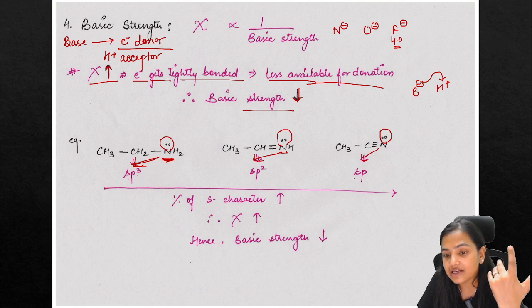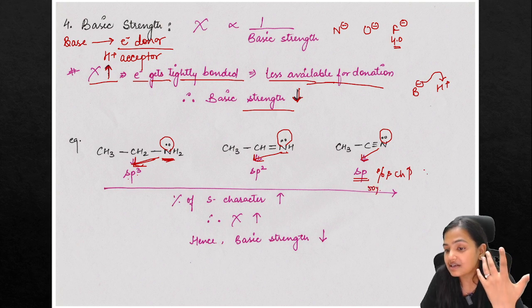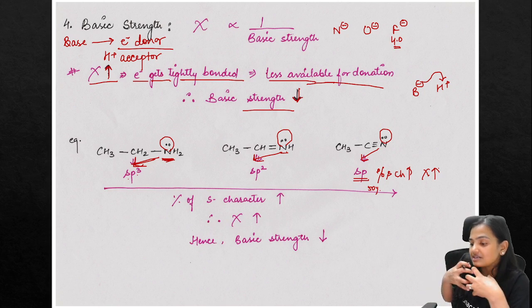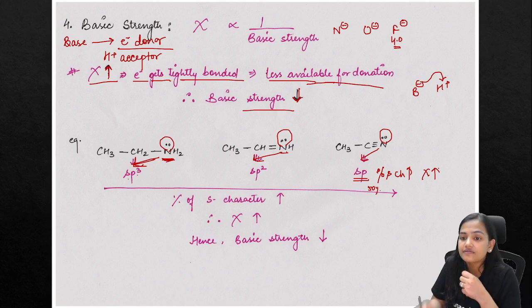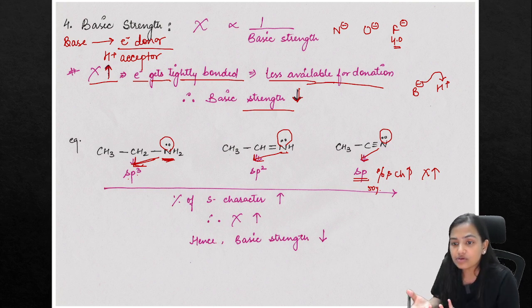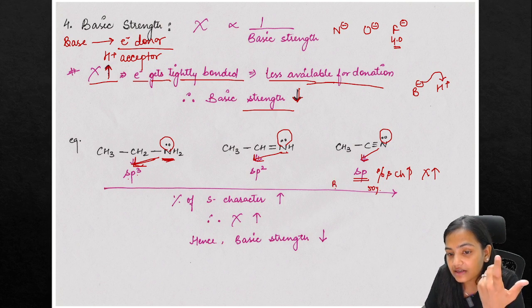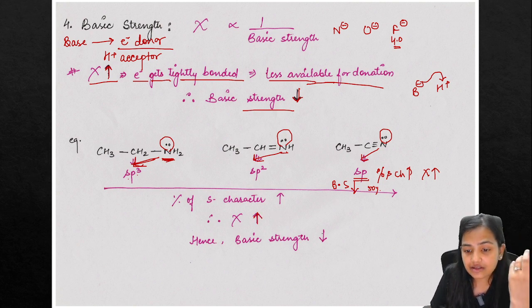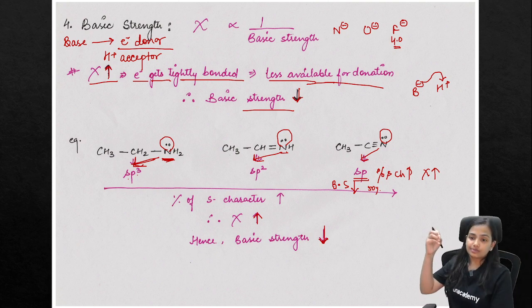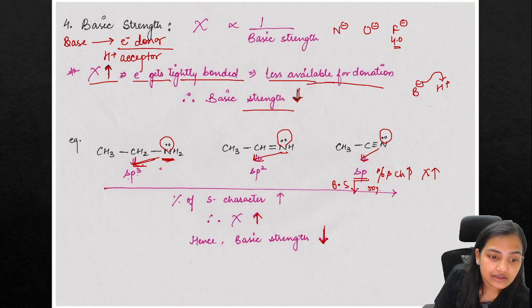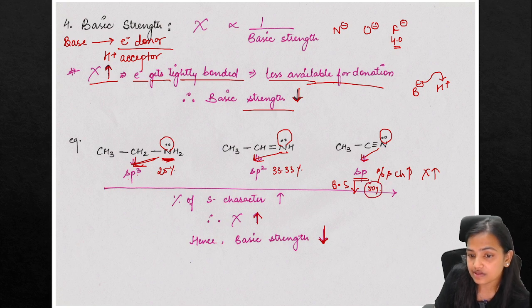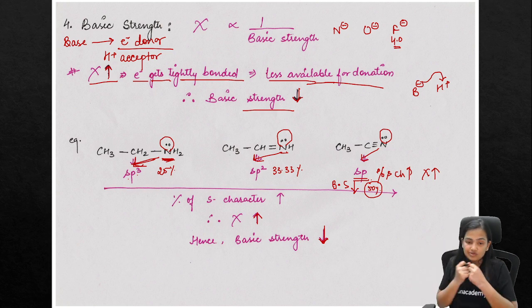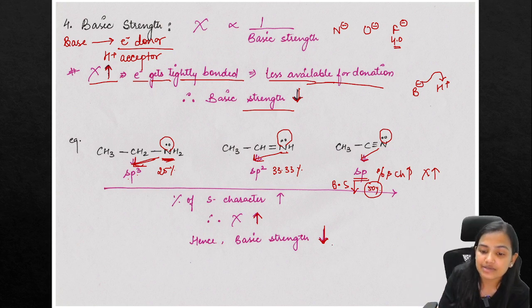So now guys, here the S character increases. As I told you, the percentage of S character increases, which is 50% here. So S character increases, electronegativity increases. Electronegativity increases means the tendency to keep the electron pair more tightly increases. If this nitrogen keeps the electron more tightly, it will not be able to donate, so the basic strength decreases. So as the electronegativity increases, the basic strength decreases. I hope you got the point. Here the percentage of S character was 25%, this was 33.33%, and this was 50%. As the percentage of S character increases, the electrons are more tightly held, less available for donation, and hence the basic strength decreases.